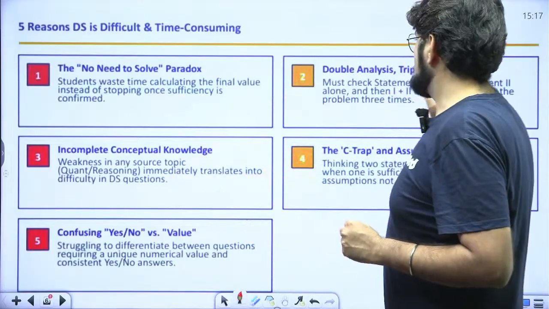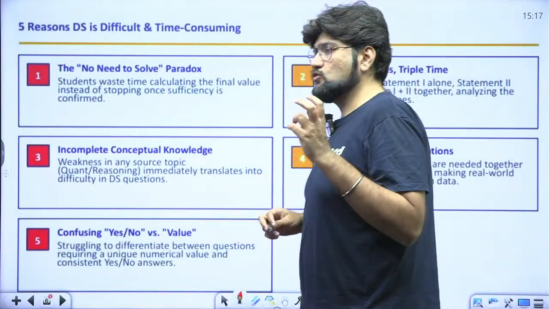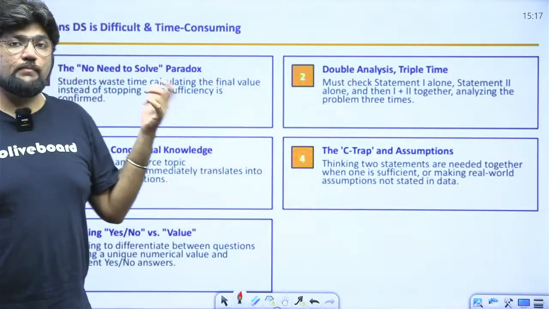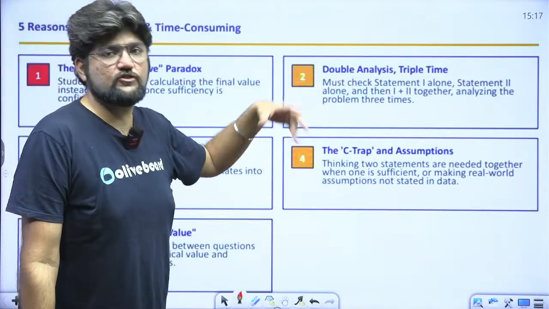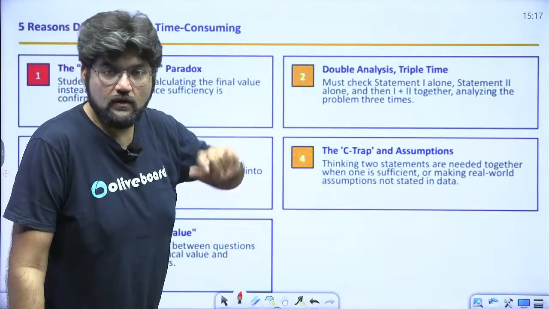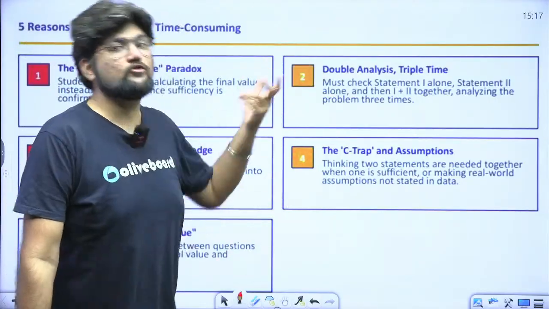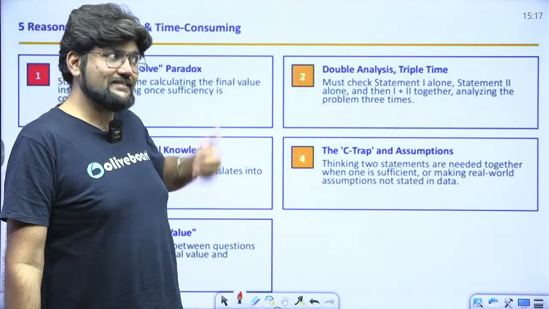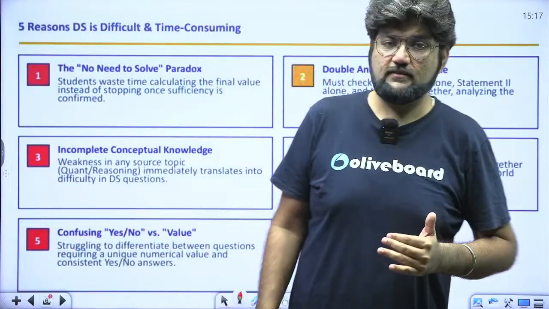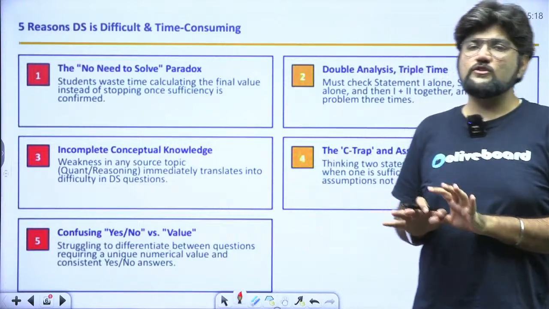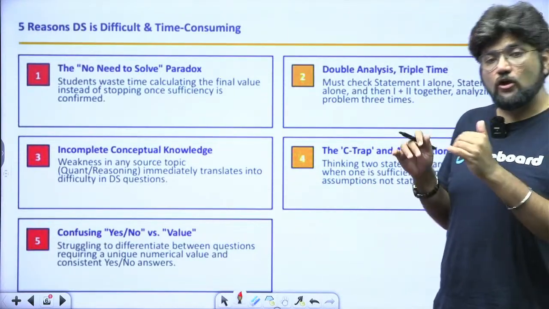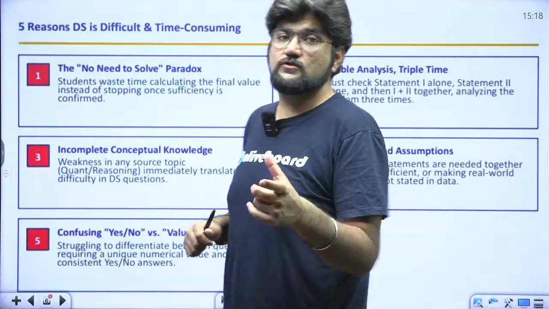Then double analysis, triple time. So what happens is, you need to check sometimes statement 1, then statement 2, then both of them. See, you have already checked for statement 1. Okay, now you did not get the answer. So now you checked for statement 2. Again, you did not get the answer. So now you will have to check for 1 and 2, right? This is time consuming. So sometimes if you have questions where you have to check multiple cases, it is going to consume time that way. Investing that time is okay, but this can also be brought down if you approach it with option sorting.